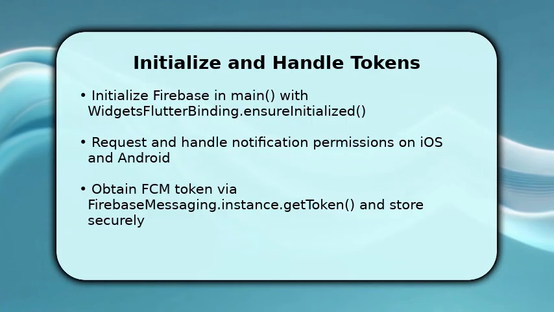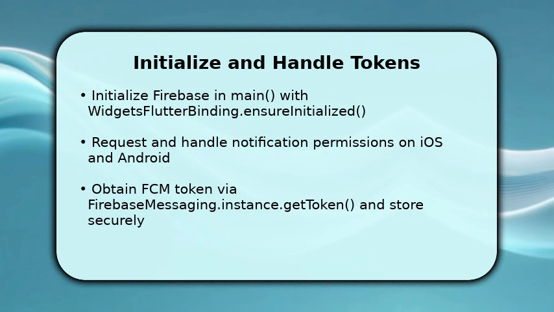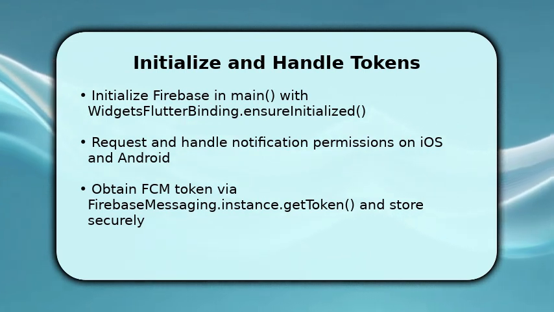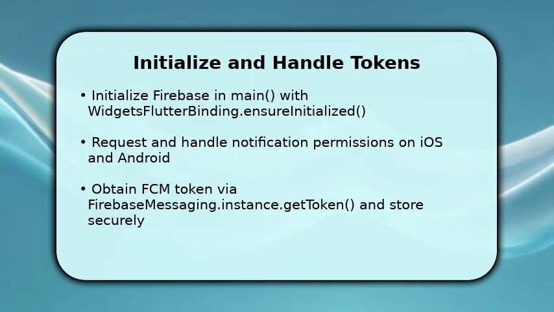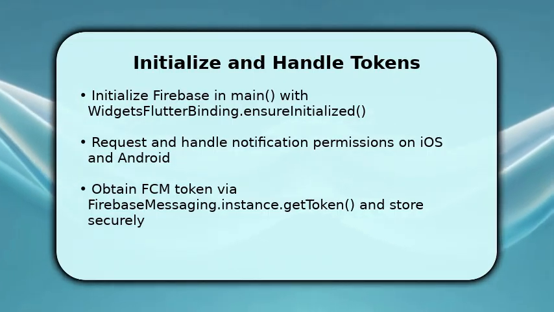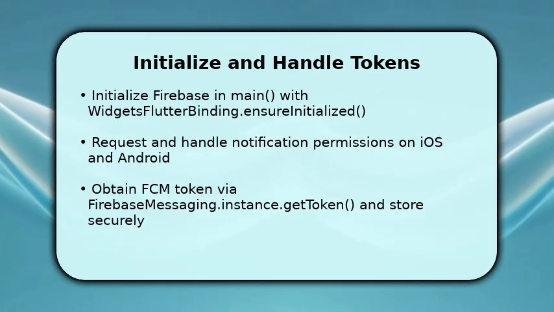Then call FirebaseMessaging.instance.getToken to obtain the FCM token and store it in secure storage or send it to your server. Make sure to refresh the token on changes and listen to onTokenRefresh. This ensures devices are addressable and ready to receive messages.